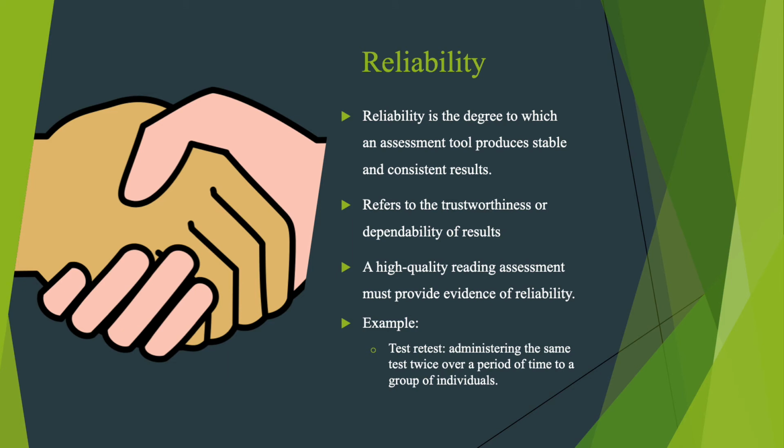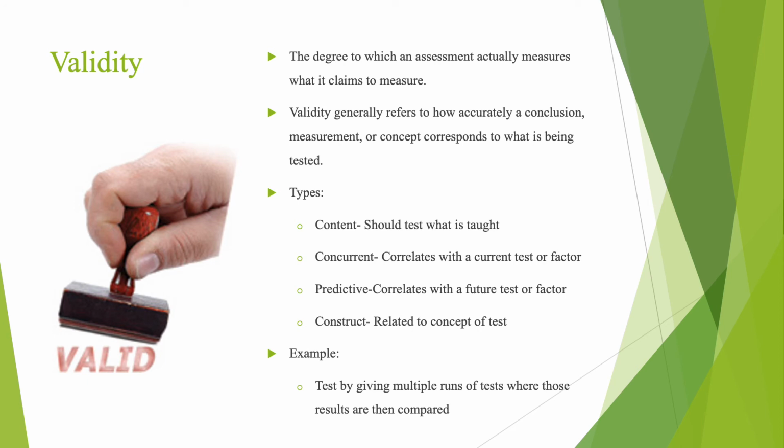Reliability is the degree to which an assessment tool produces stable and consistent results. This refers to the trustworthiness or dependability of students. A high-quality reading assessment must provide evidence of reliability. An example of this would be to test and then retest, and this means administering the same test twice over a period of time to a group of individuals. By doing so, you're showing how consistent the results will be over the period of time by what they are learning.